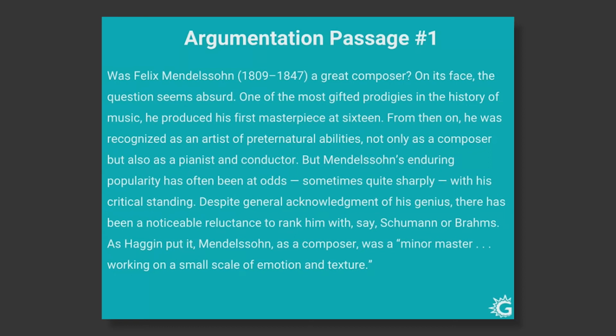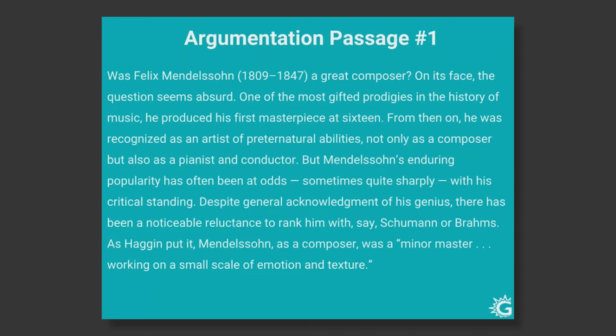Let's keep reading. On its face, the question seems absurd. One of the most gifted prodigies in the history of music, he produced his first masterpiece at 16. From then on, he was recognized as an artist of preternatural abilities, not only as a composer, but also as a pianist and conductor. But Mendelssohn's enduring popularity has often been at odds, sometimes quite sharply, with his critical standing. Despite general acknowledgement of his genius, there has been a noticeable reluctance to rank him with, say, Schumann or Brahms. As Hagen put it, Mendelssohn, as a composer, was a minor master working on a small scale of emotion and texture.